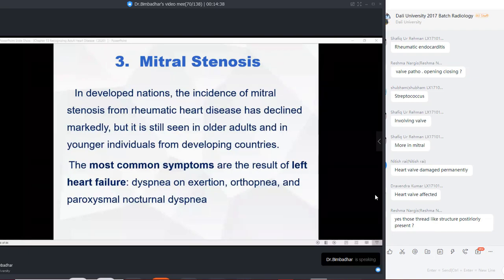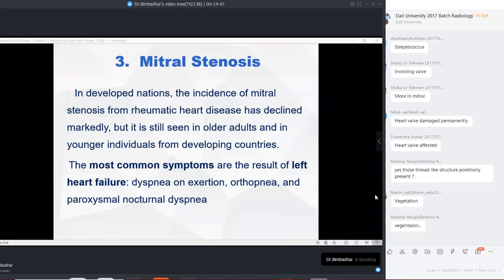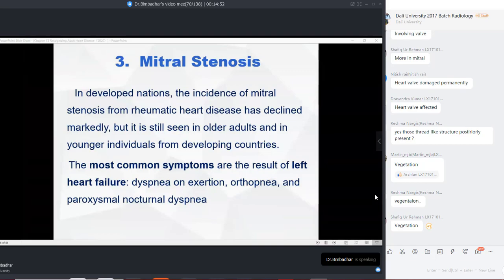those thread-like structures. Which thread-like structures, miss? Which thread-like structures are you talking about? Vegetations. Okay, we will talk about that. That is where I'm finally coming. I'm coming down to the vegetations, okay? Don't worry about that.